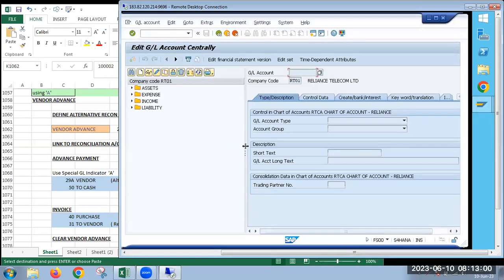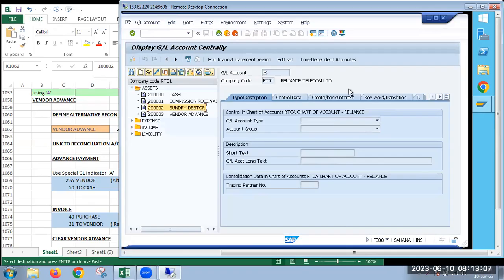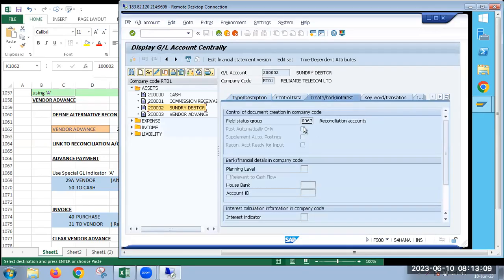So there is nothing to do with the special. What is this G067? You said G067. What is the use of the G067? That we can assign type of account, correct? Reconciliation account, we can mark it.